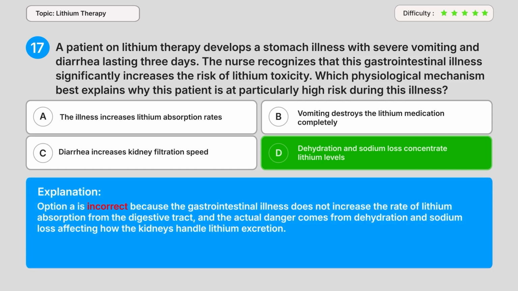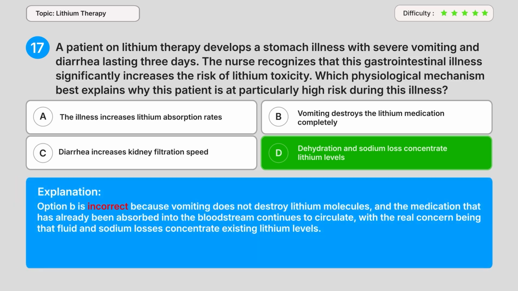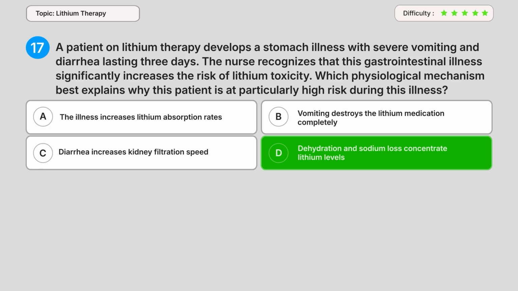Option A is incorrect because the gastrointestinal illness does not increase the rate of lithium absorption from the digestive tract, and the actual danger comes from dehydration and sodium loss, affecting how the kidneys handle lithium excretion. Option B is incorrect because vomiting does not destroy lithium molecules, and the medication that has already been absorbed into the bloodstream continues to circulate, with the real concern being that fluid and sodium losses concentrate existing lithium levels.